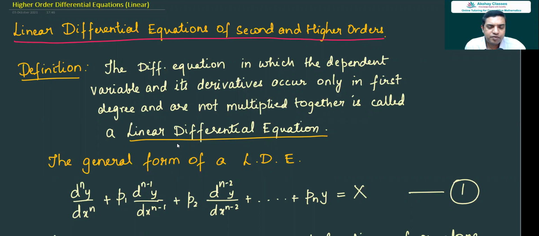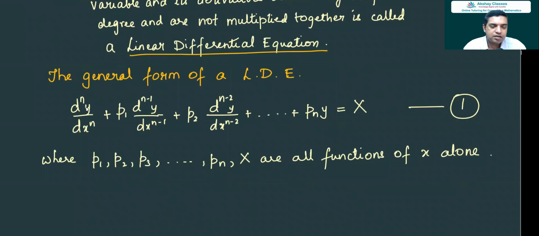Now the general form of the linear differential equation is this. Nth derivative of y plus p1 times the n minus first derivative of y plus p2 times the n minus second derivative of y, and so on, plus pn times y, is equal to capital X. These p1, p2, pn are all functions of x alone, including this capital X. Then this is called a linear differential equation of higher order, of the nth order.